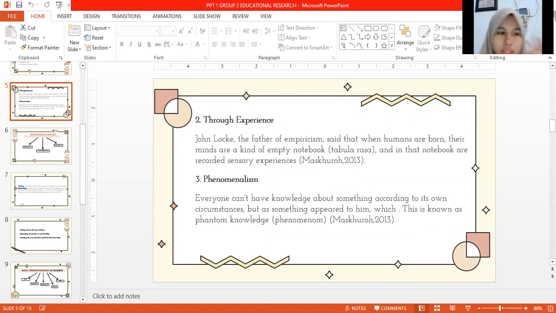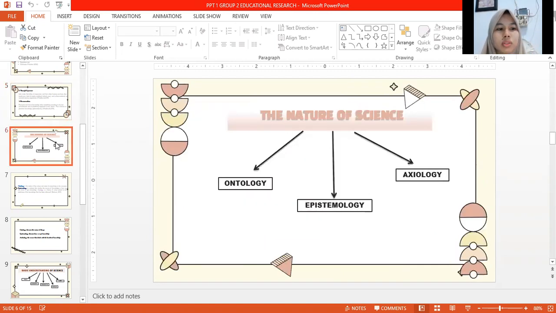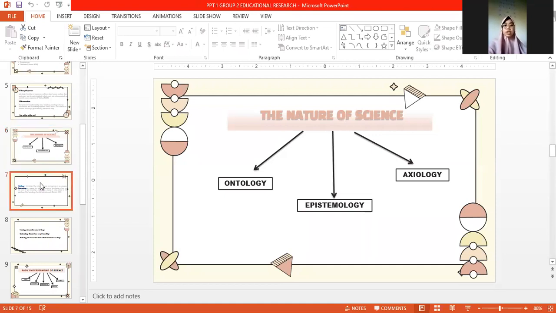Then Fikrah Hafiz, time is yours. Okay, the next material is the nature of science. In essence, scientific activity is based on three main problems, namely what we want to know, how to obtain knowledge, and what the value of knowledge is. So in the nature of science, we will discuss ontology, epistemology, and axiology that will answer these questions.